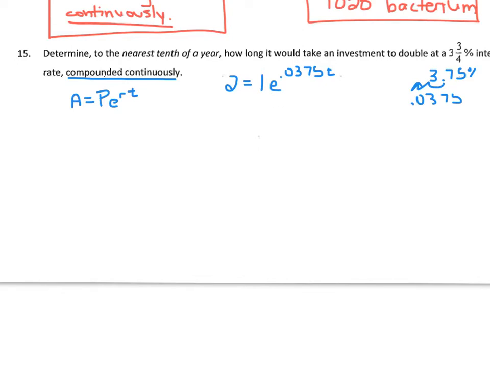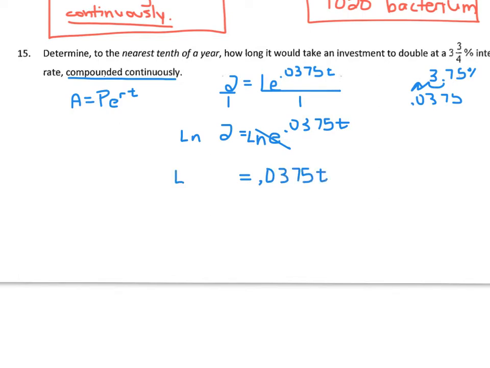So to get rid of the 1, you can divide both sides by 1 if you want. So 2 divided by 1 is 2, and I'll bring down the e to the 0.0375 t power. Now, just like in some of the examples above, to get rid of the e, we're going to put an ln in front of both sides of the equation. So these cancel, and we can bring down the 0.0375 t. And on the left-hand side, we can bring down the ln of 2. So then to finish solving for t, just divide by the number in front of the t.